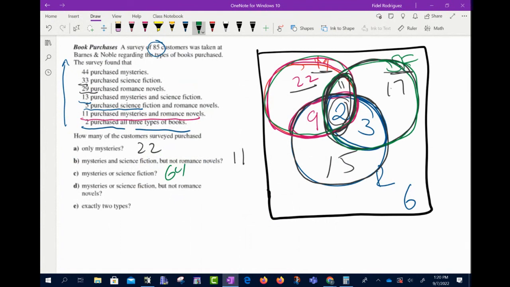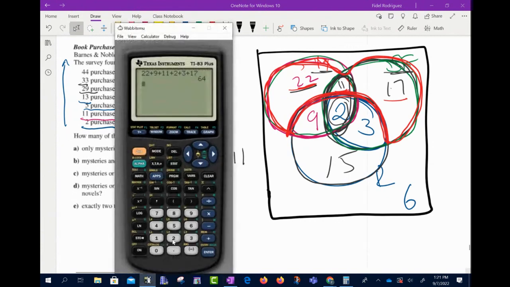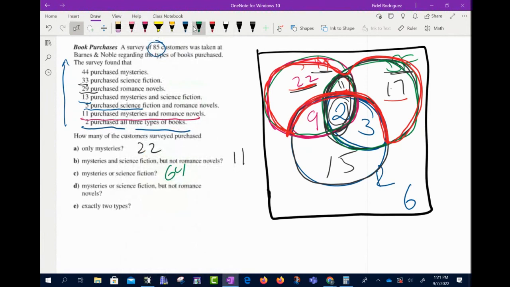Now part D says mysteries or science fiction, but not romance. What that's talking about, y'all, is they're saying, look, let's pick these numbers. So look at what I'm kind of trying to highlight here. So the only numbers I would use would be which ones? Mystery or science fiction, but not romance. I'm only using the numbers 22, 11, and 17. Very good. And that's the advantage of having the picture, y'all, it just makes it so much easier to do. That's 50 right here.